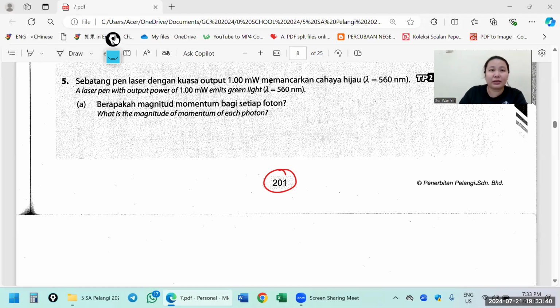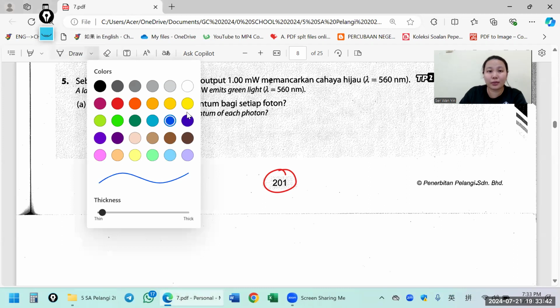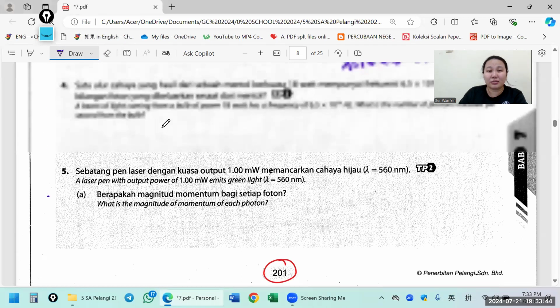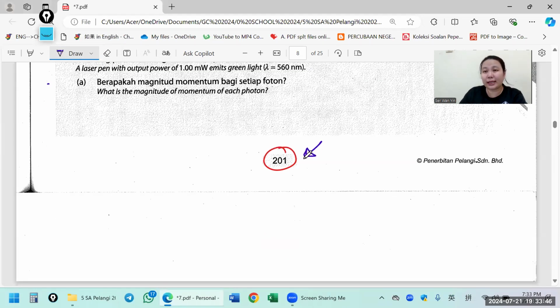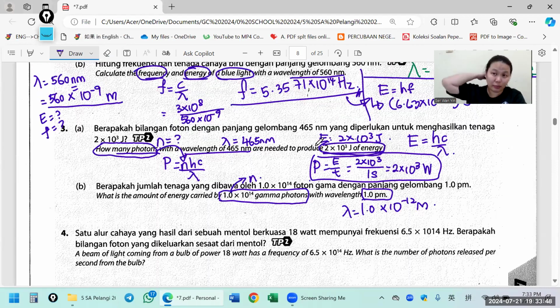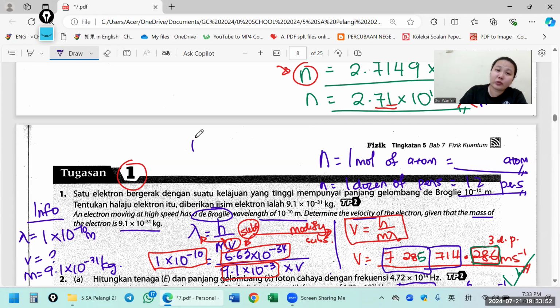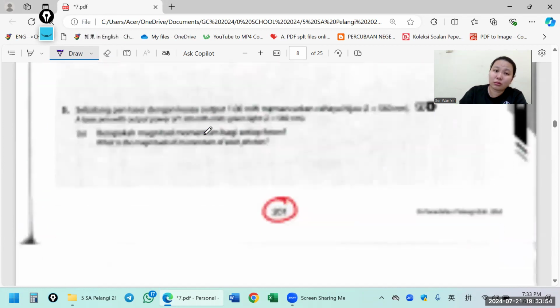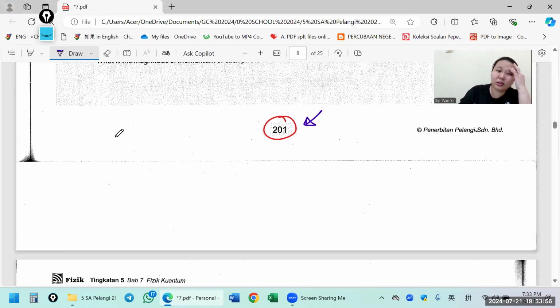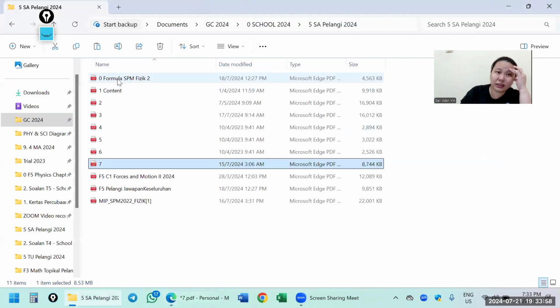Hi everyone. Last week we stopped here, right? Page 201. Any question about photon? So, this is the formula.